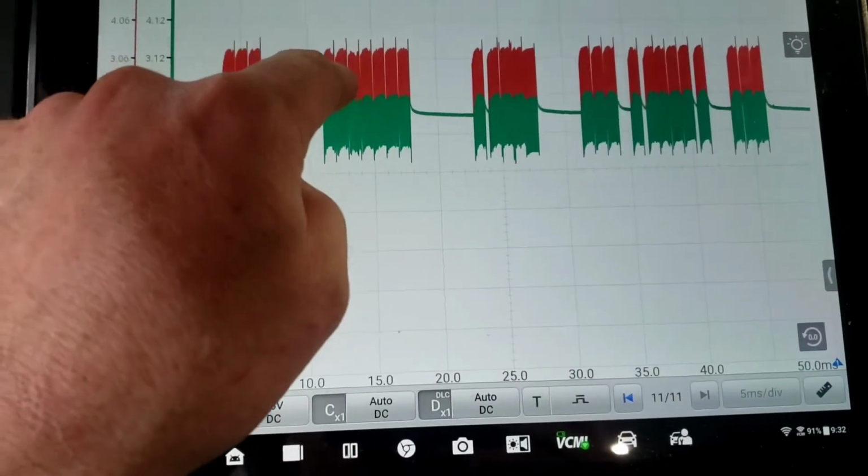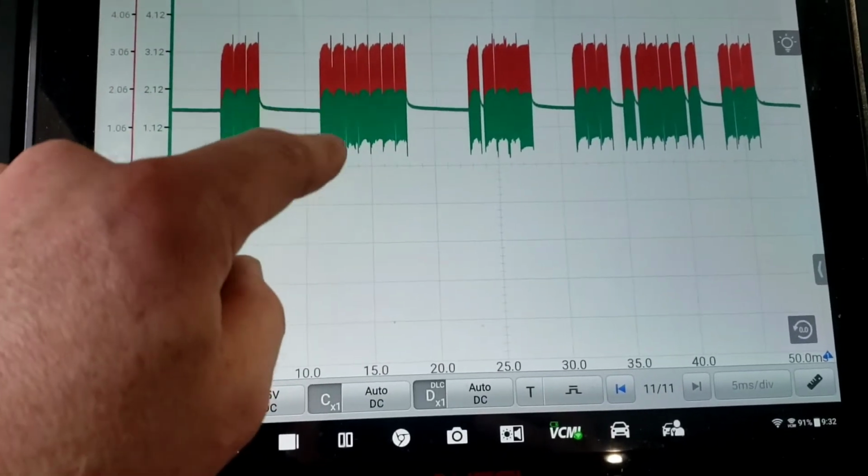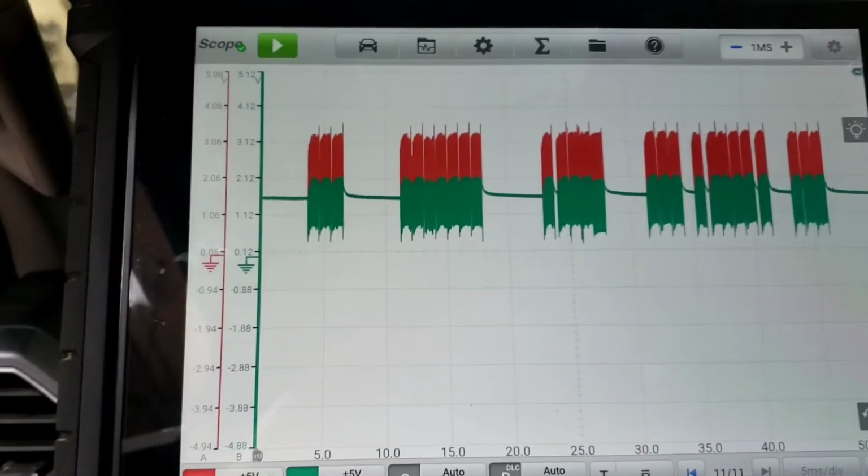But what it is, it's a mirror image. So this goes high, this goes low. CAN high, 2.5 volts to 1.5. CAN low, 2.5 volts to 1.5. They twist them in a pair normally. I don't think the medium speed CANs are twisted. I think they're just shielded.